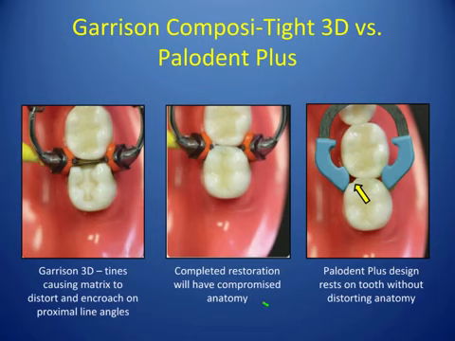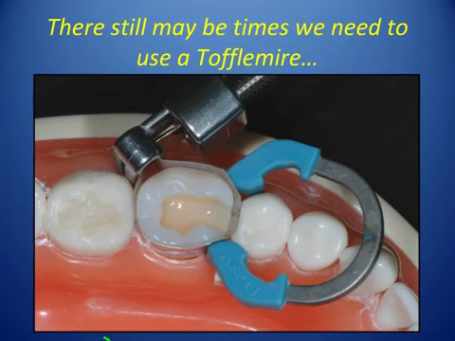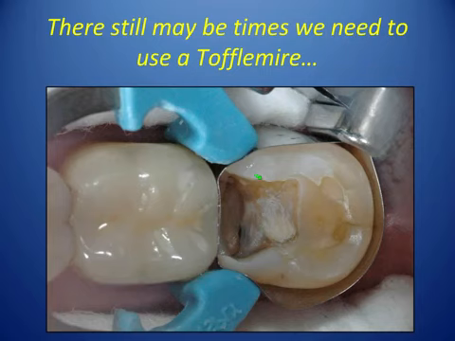Here's an example of using a Tofflemire, so a circumferential ring with a single circumferential band, with a single sectional matrix ring. Just some different designs and configurations. Here's that same configuration clinically. Again, recognize how wide this preparation is, yet we have 4 very stable points of contact for that matrix ring.